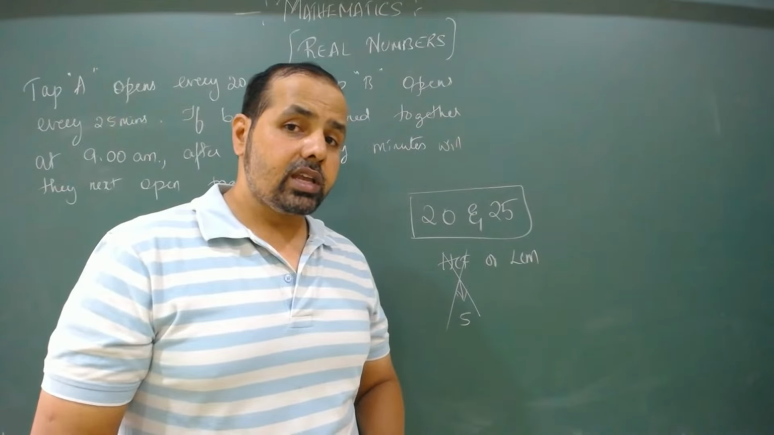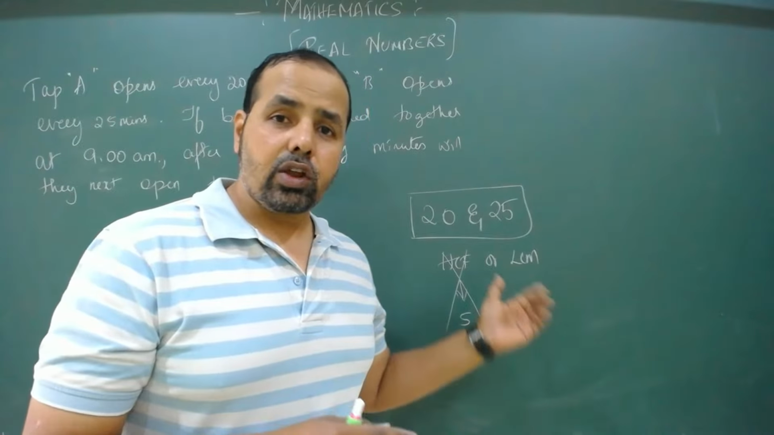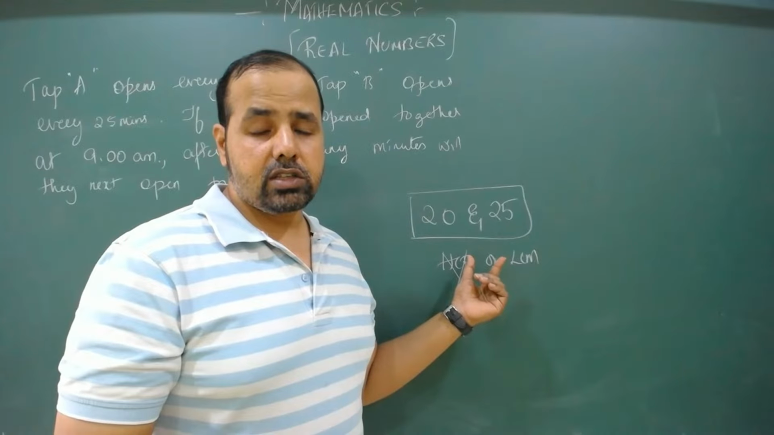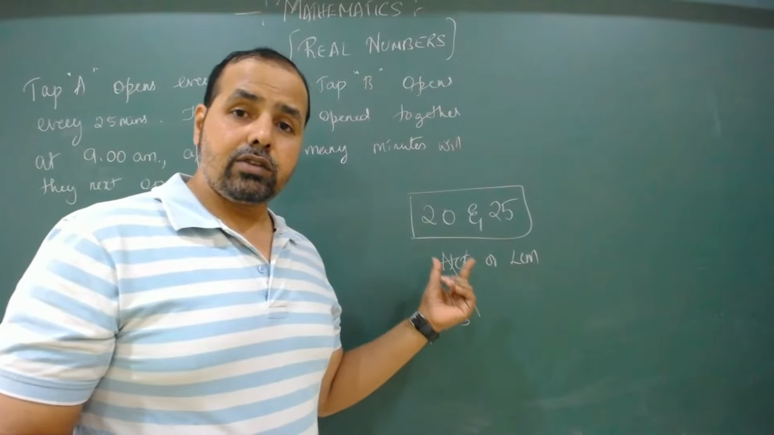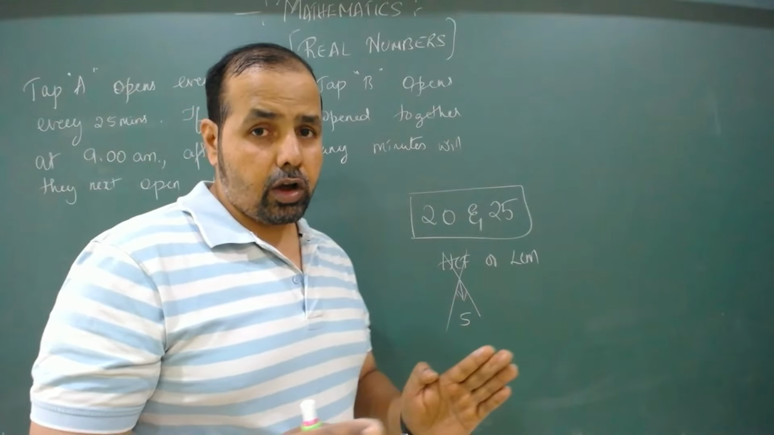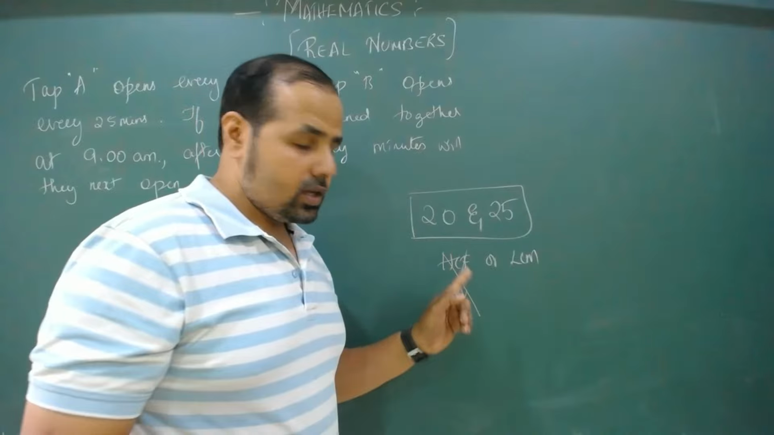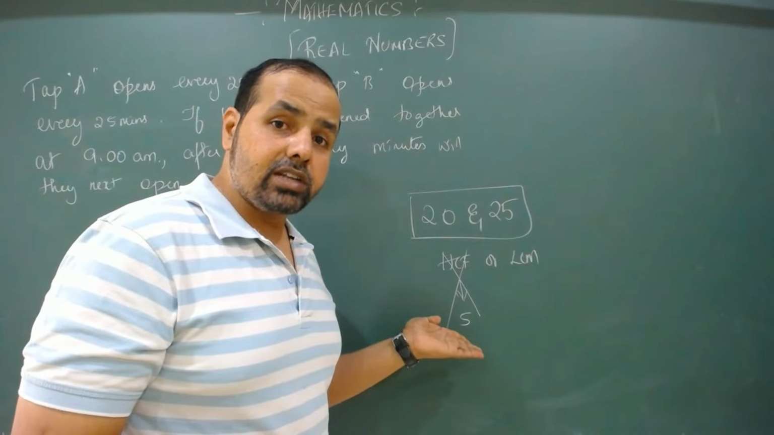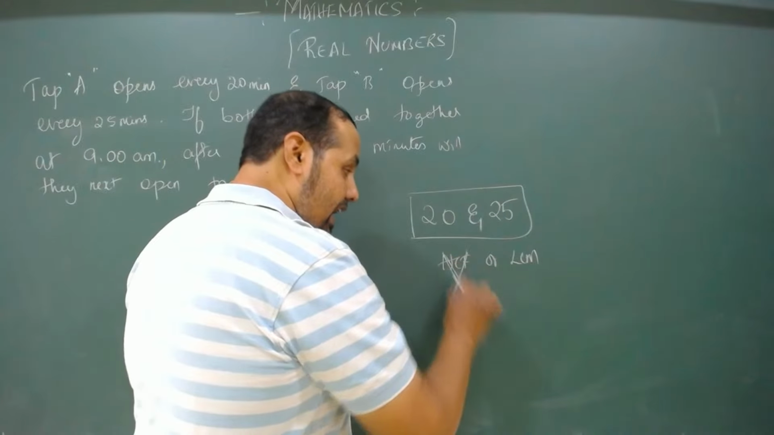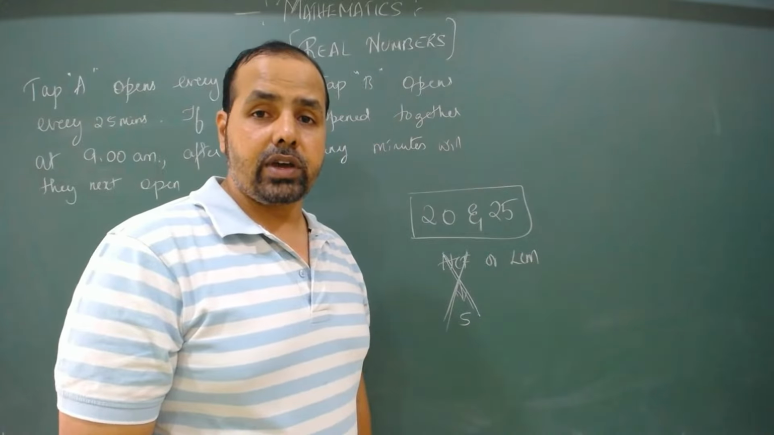I repeat once again, if I take HCF, HCF will be a smaller number, and I cannot have a smaller number here. Because the HCF of 20 and 25 is 5, and I cannot have the answer as 5 because at 9 o'clock the taps are open. The next time the tap will open is at 9:20 for the first one. So if I write the answer as 5 minutes, my answer is wrong, which indirectly tells me that I want a number which is bigger than 20 and 25.